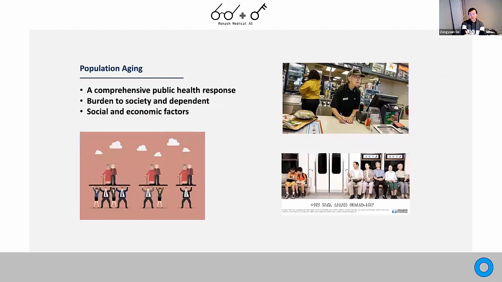So what you can expect in the future, if we are entering a population aging society, is that we first need a more comprehensive public health response. That's for sure, because we have more elderly people in society, who to some extent are a burden and dependent. There are many more things we need to consider, for example, the social and economic factors.